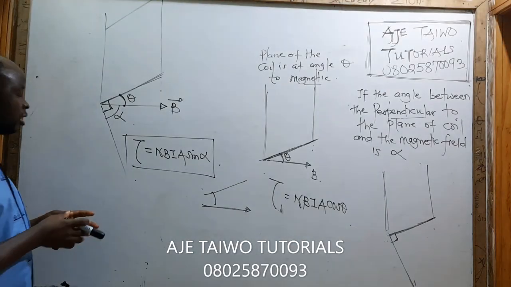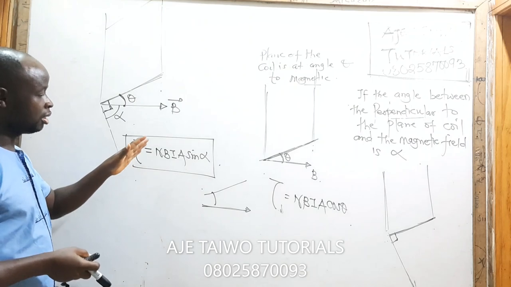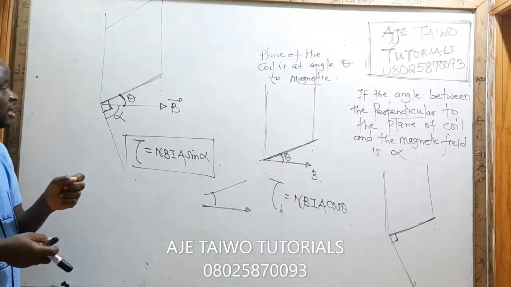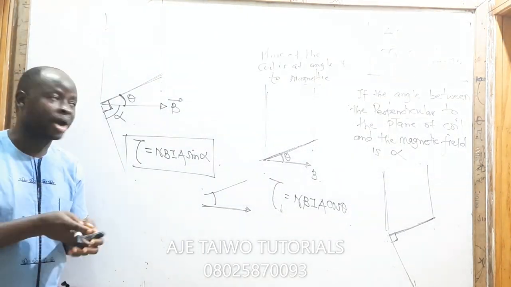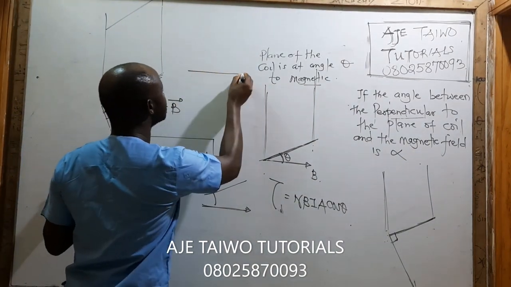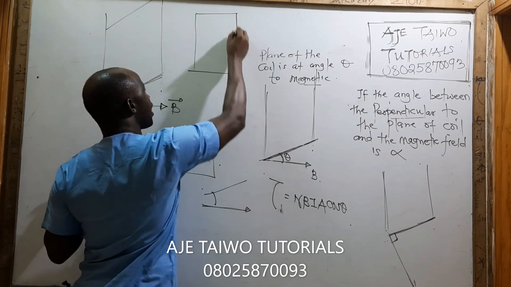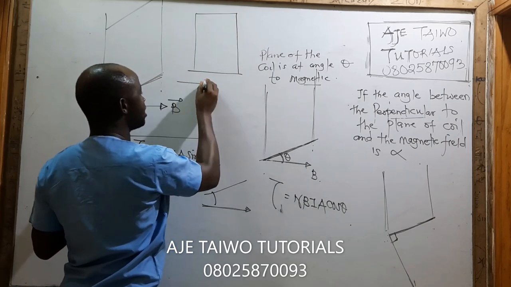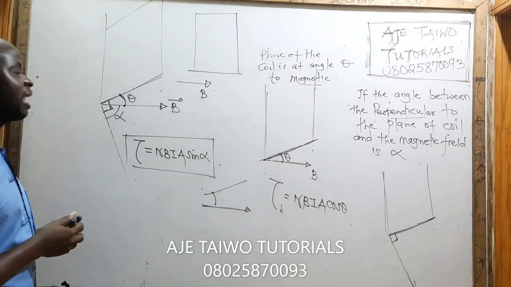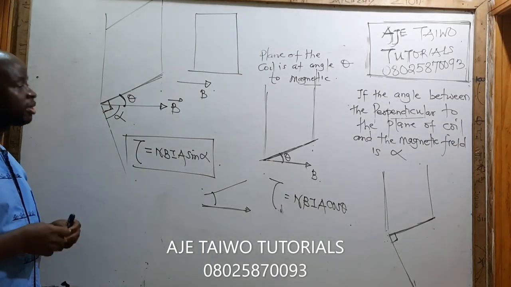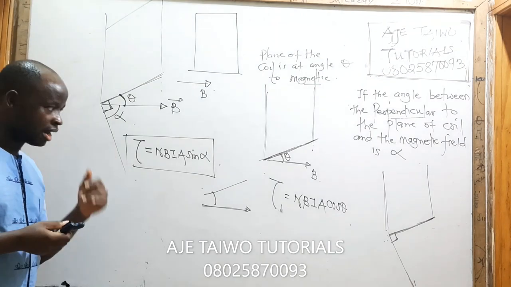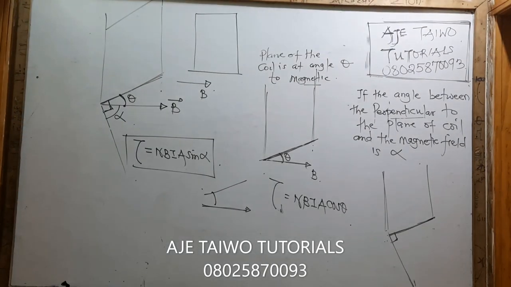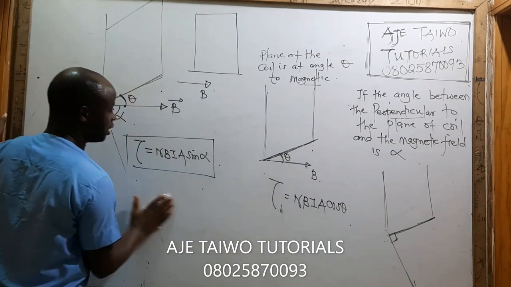Now, if you can notice very well, the maximum torque is experienced by the rectangular coil only when the plane of the rectangular coil is parallel to the magnetic field B. You must take note of that. Okay, let's see the next thing to do on this. We'll do examples later on all of these.